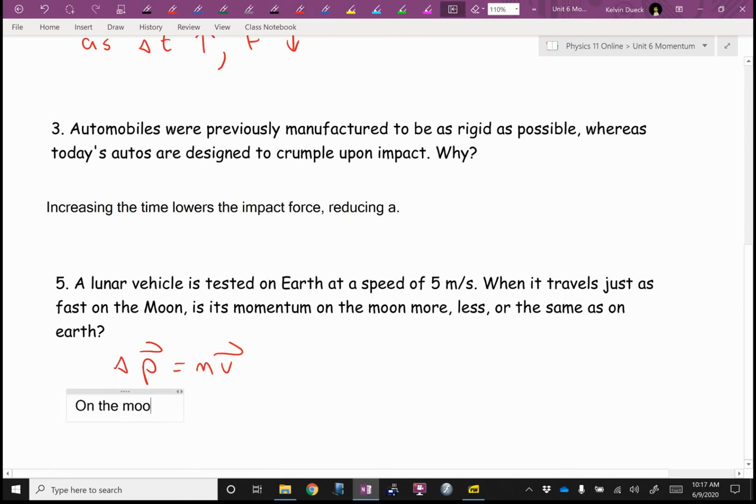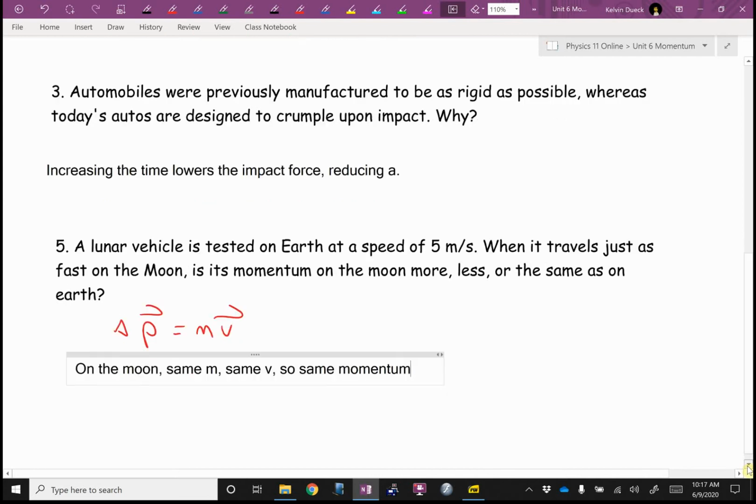on the moon, same m, same v, so same momentum, same p. What changes on the moon? Your weight does, which is your mg, but there is no g in this equation, just m and v.